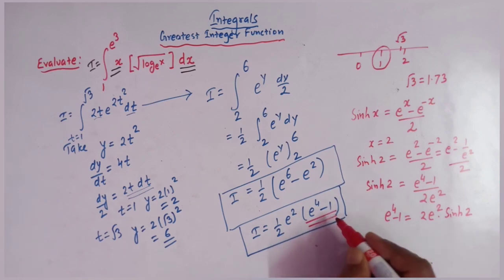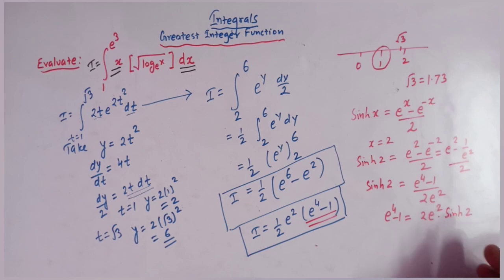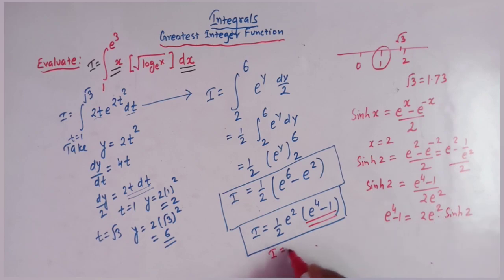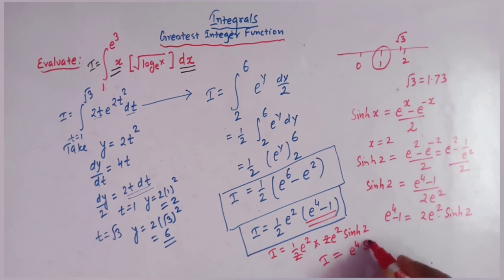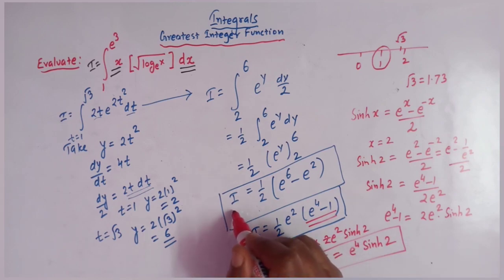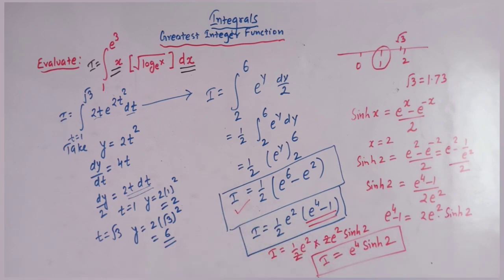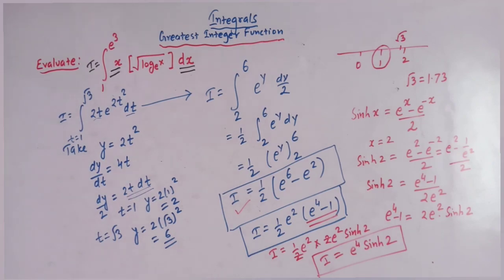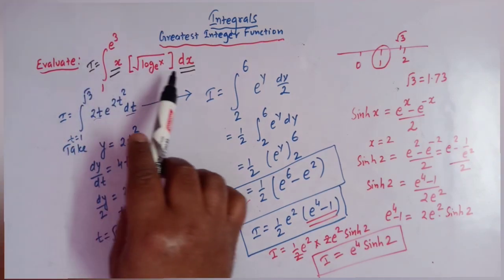So this expression e raised to 4 minus 1 can be replaced by this one. So we have I is equal to half e square times 2e square sinh 2, right? So hyperbolic sine of 2 here. Now this 2 and this 2 get cancelled. So I is equal to e raised to 4 sinh 2, right? So this is another form of this result which is expressed in terms of the hyperbolic sine, right? So viewers, this is how we can solve this integral.